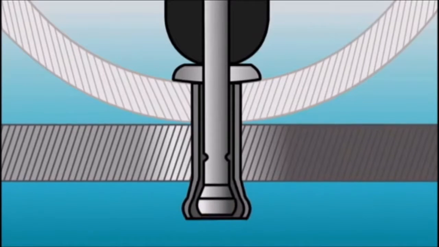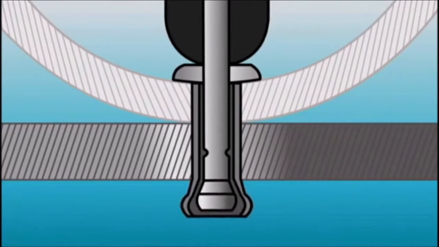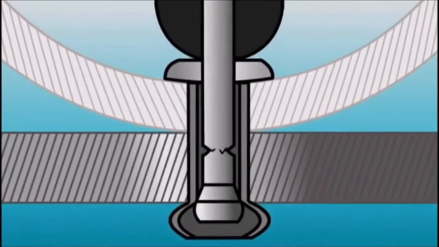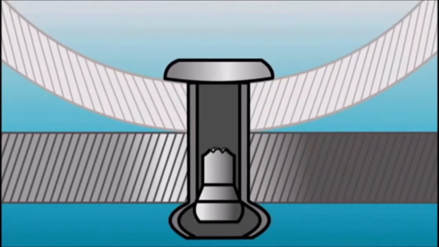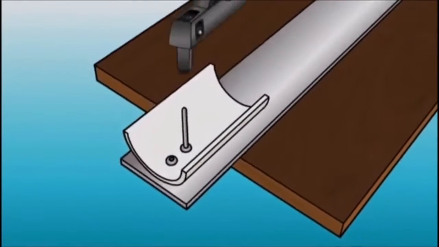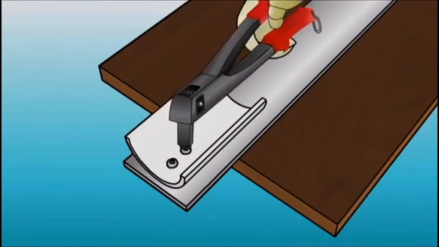As the shank expands, pulling on the mandrel clamps the two materials tightly together. The force from the gun then snaps off the mandrel head at a pre-made breakpoint. It's called a pop rivet because of the sound the head makes when it snaps off.